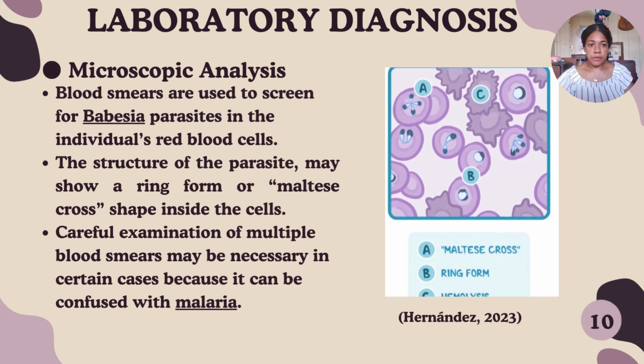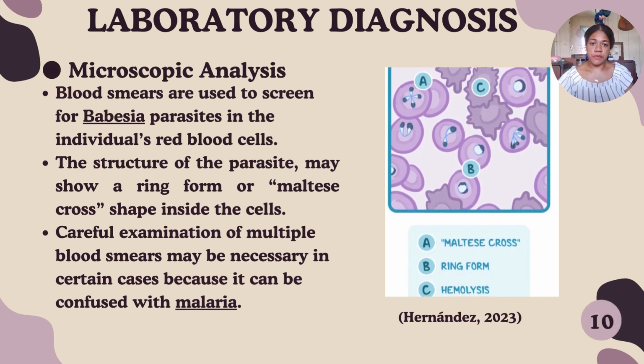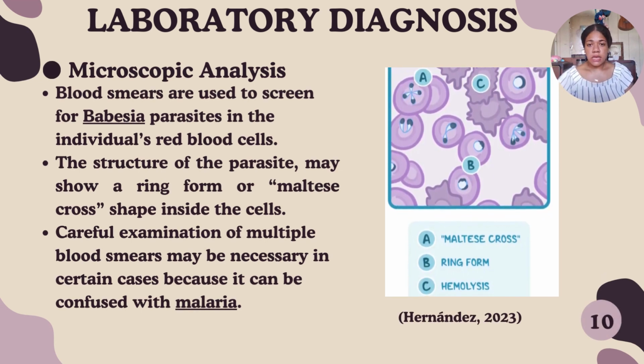Lastly, the other laboratory diagnosis is that we perform microscopic analysis. This is done through the preparation of blood smears, and it is used to screen for Babesia species. So the structures of the parasite that indicate the presence of it are shown in the diagram, in which A is the Maltese cross and B is the ring form. So the presence of any of these two structures indicates the presence of the parasite in the blood cell.